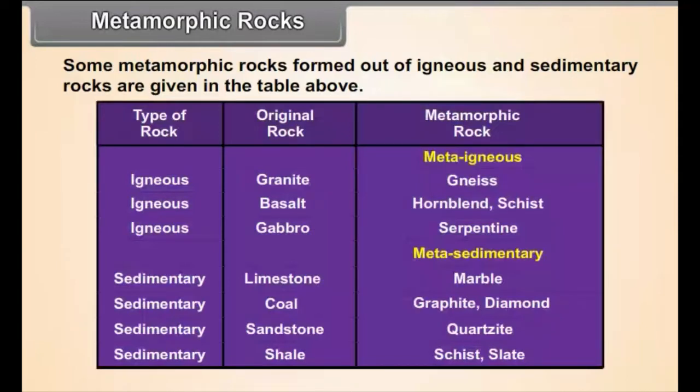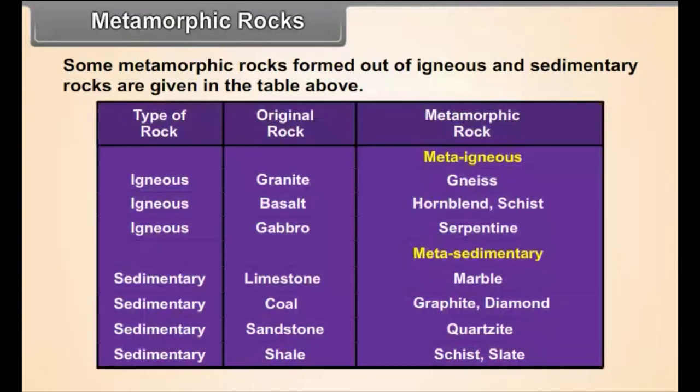Type of rock: igneous, original rock granite, metamorphic rock meta-igneous, gneiss. Type of rock igneous, original rock basalt, metamorphic rock hornblende, schist. Type of rock igneous, original rock gabbro, metamorphic rock serpentine.